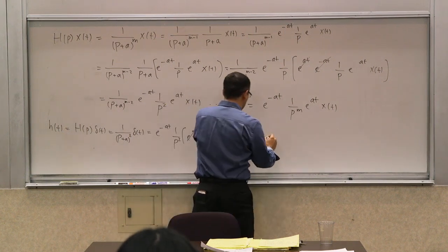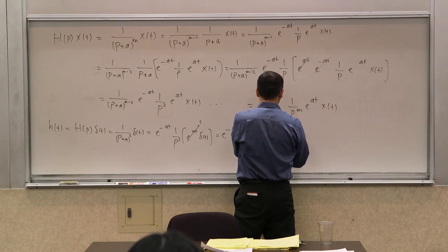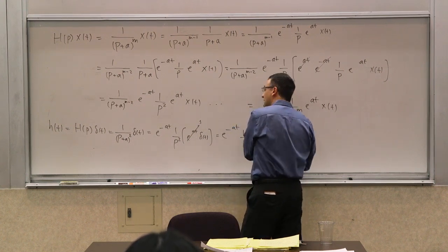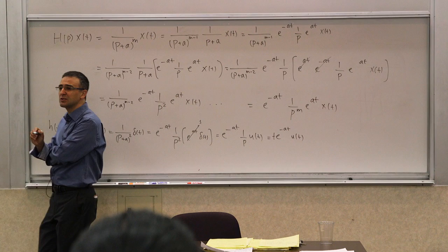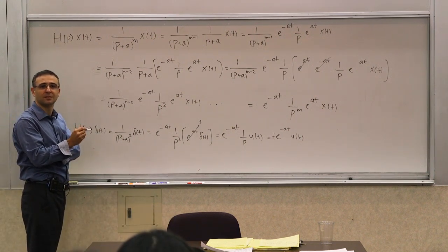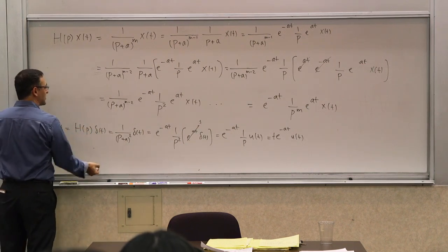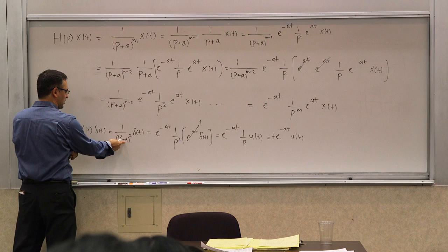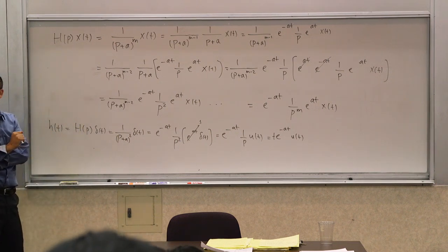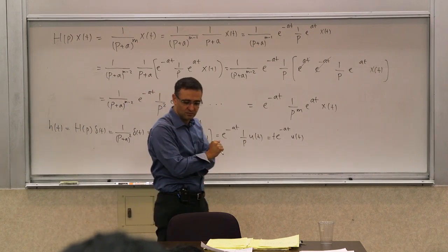And with the second integration, I will get T e to the negative at u of T, which is exactly the response in case 2 when we were applying these in succession. You remember? The critically damped system, where A was equal to B, which is shown as P plus A squared. Does that make sense?